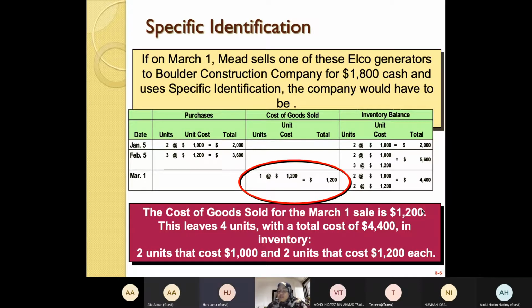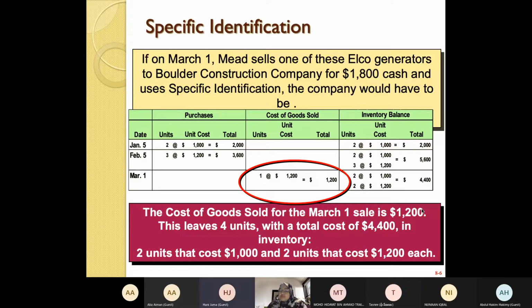Right, so this one is what we call specific identification. This method is especially used by companies that sell unique items. For example, you're talking about motor vehicles, you're talking about a boutique, or high-value items, for example jewelries. So all these are using specific identification.